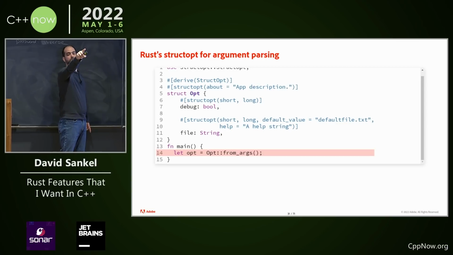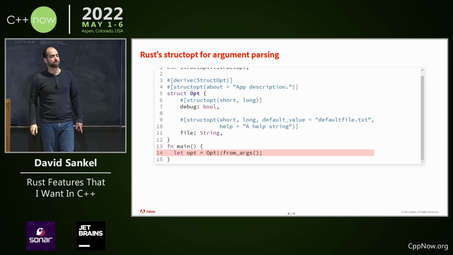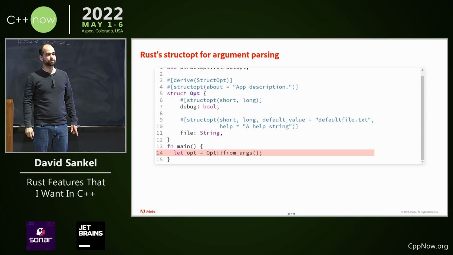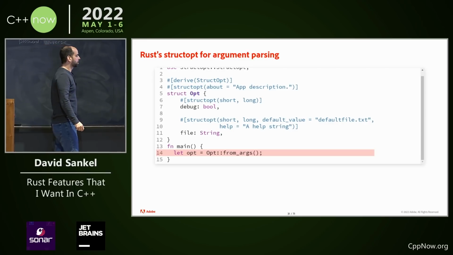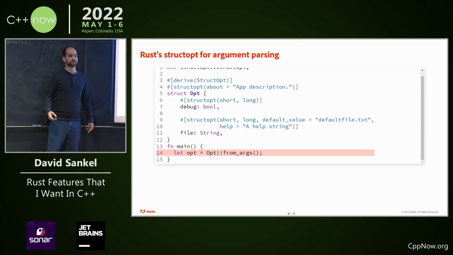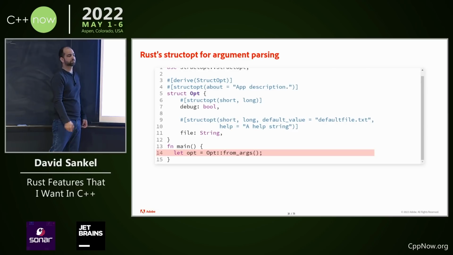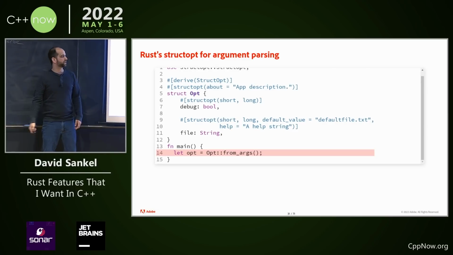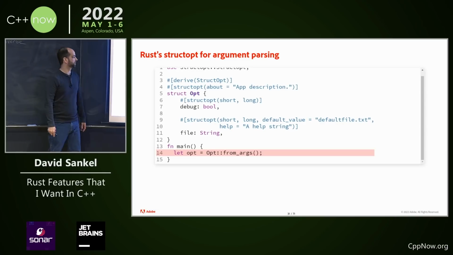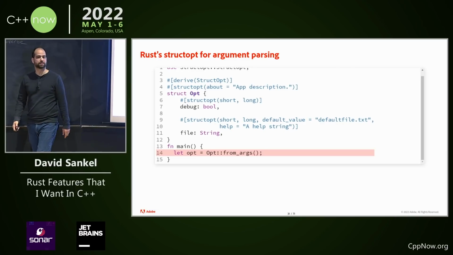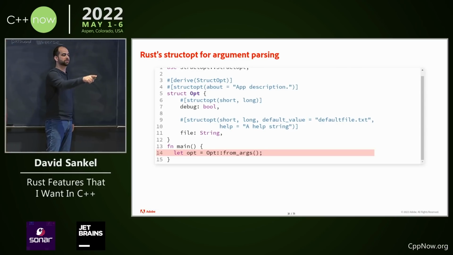We got a comment in the back there. Did fromArgs parse the arguments, or did it create a parser? The question is, does fromArgs create a parser, or does it actually parse the arguments? It's the latter. It parses the arguments. There's a way to get the arguments that got passed in, and it uses that. Any other comments, questions?